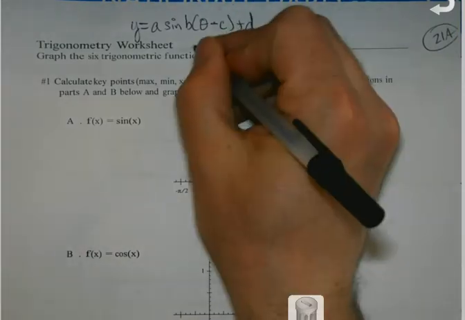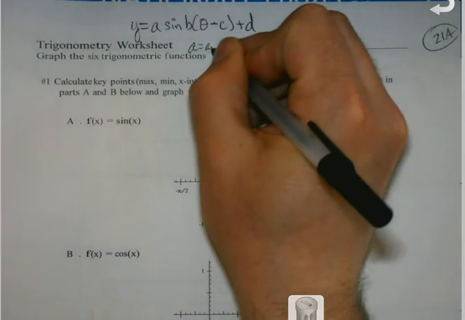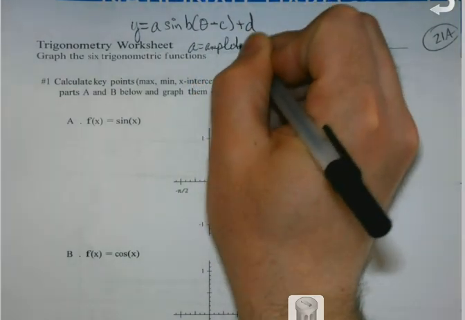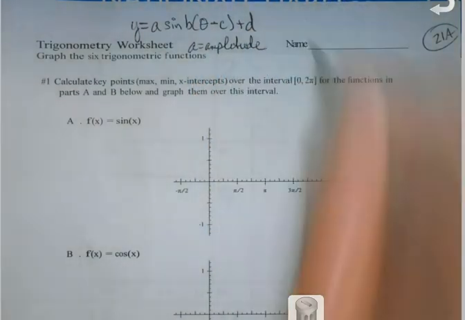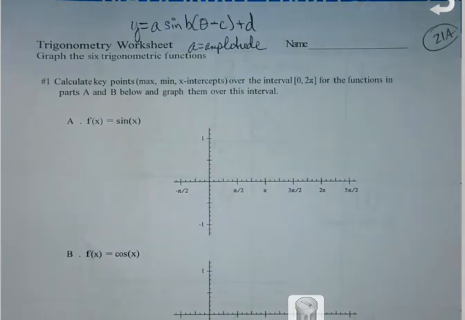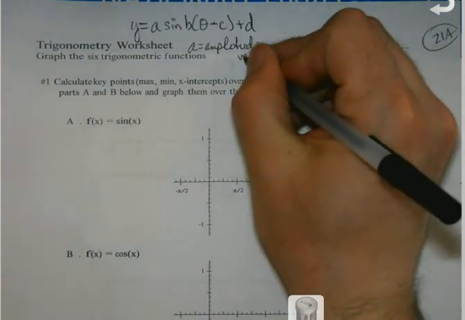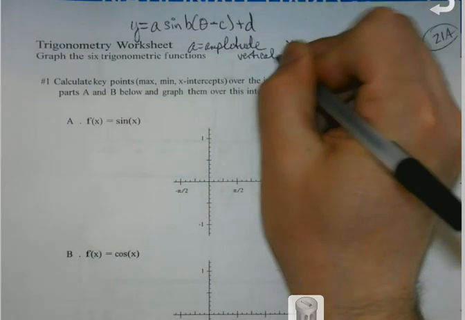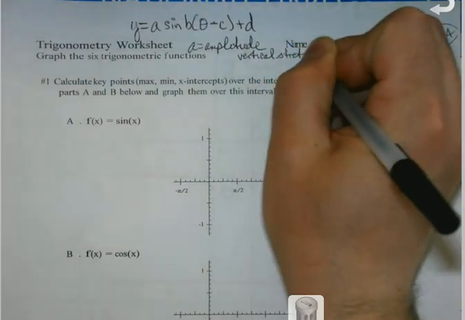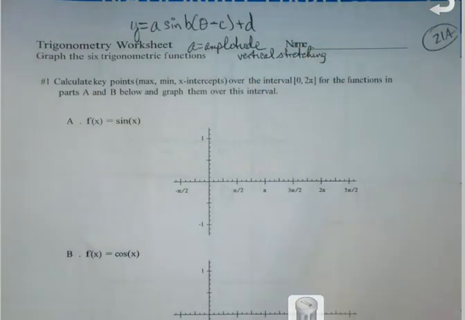A is going to be discussing our amplitude or our vertical stretching. That sounds so much more fun. Vertical stretching. So that value will determine if it gets really, really wide, really, really skinny, something that way.